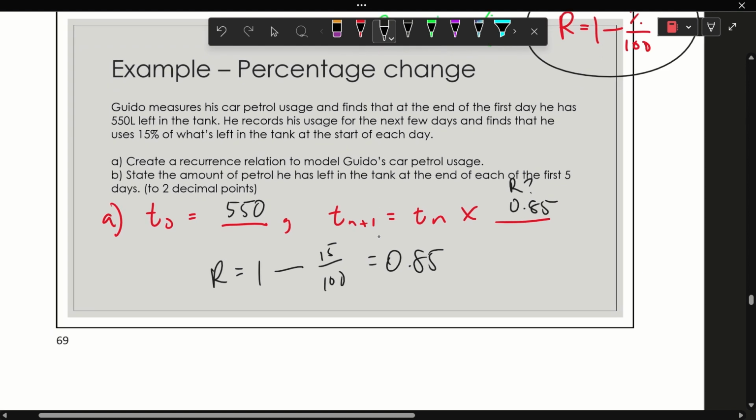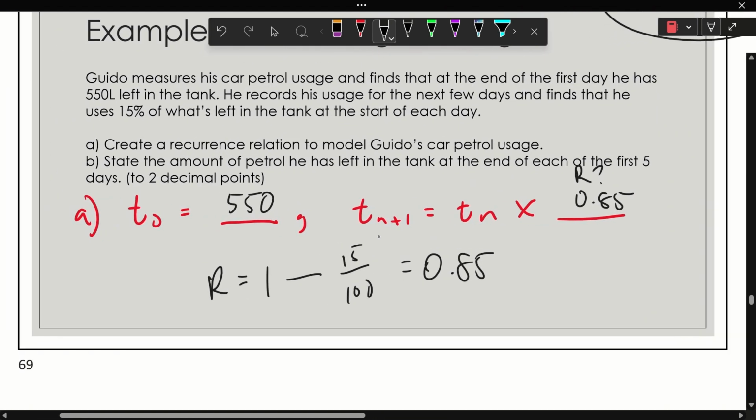While you're writing this, actually, Lizzie, I haven't asked you yet. What does this recurrence relation tell us? What does it tell you? What's the starting number?